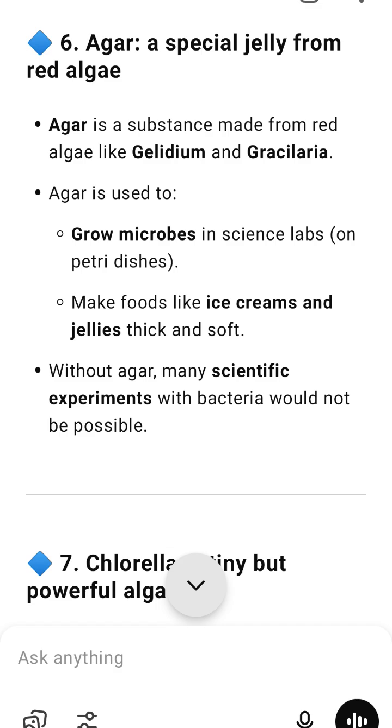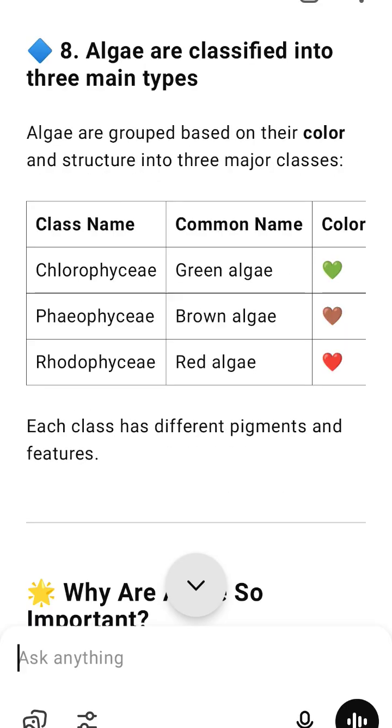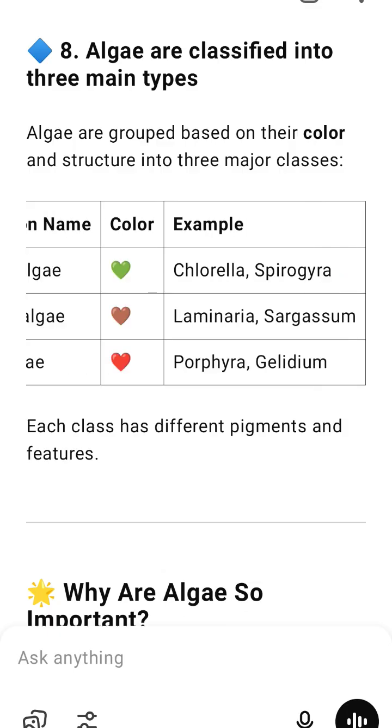Why are algae so important? They clean the air by removing CO2. They give oxygen to water animals. They start the food chain in water. People eat some types of algae. They are used in making many daily products. Some types help in science and space.